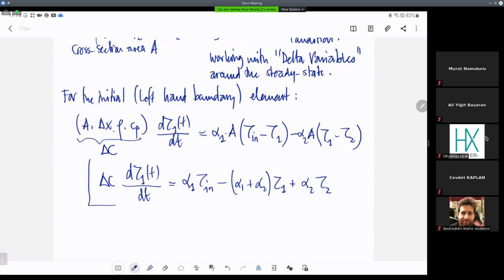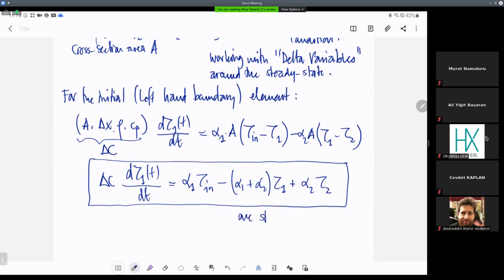Okay, so that is one of the state equations. What is the state? That state is the temperature of the first element, tau 1 of T, is one of our state variables. How many of them do we have? We have 3 of them for this approximation. What is the order of the system? The order is 3 because we have 3 state equations with 3 state variables.